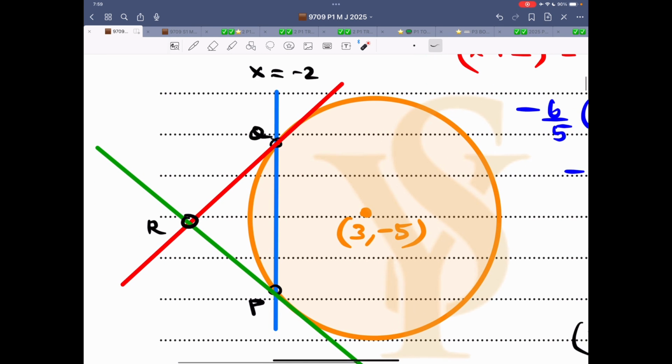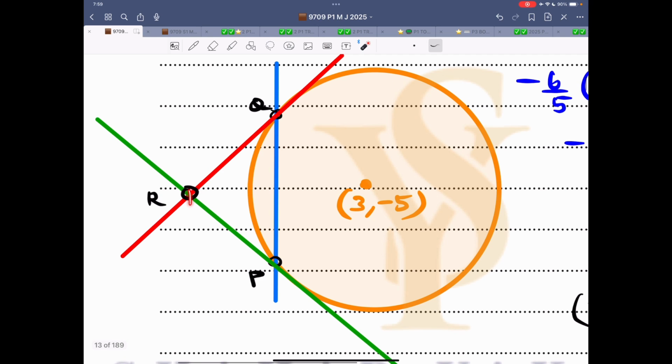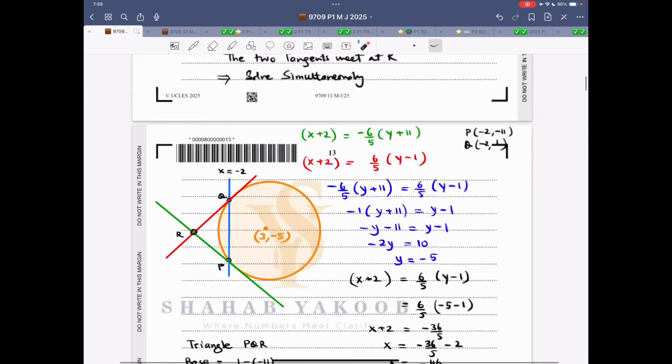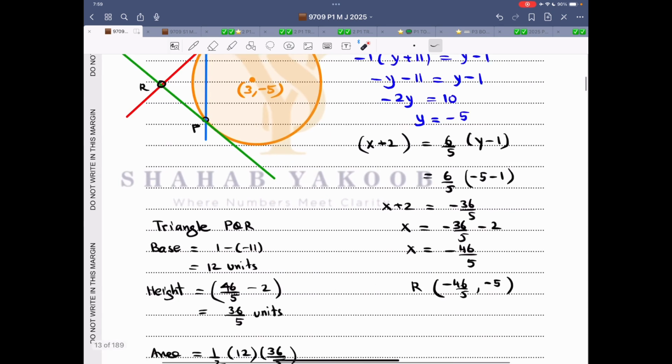Now look over here very closely. This x coordinate is minus 46 over 5. This thing over here, that is the height, up till here, my bad. That is from here till here. So the x coordinate of P is minus 2. This is minus 46 over 5. That will be the height. And what about the base? The base will be this thing, the difference between negative 11 and positive 1. That is 12 units.